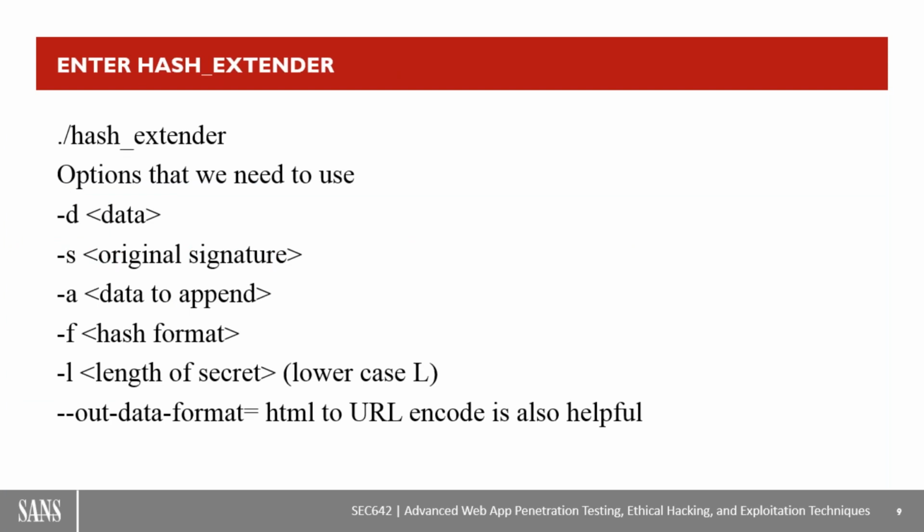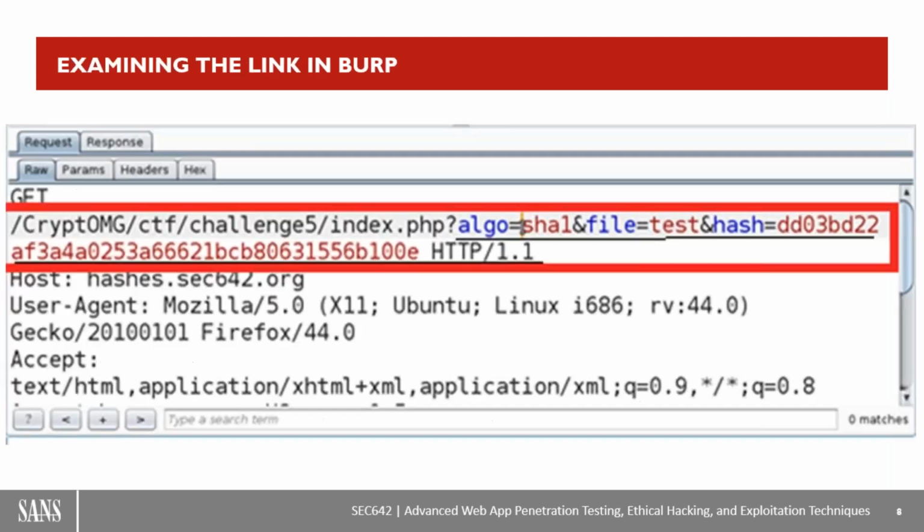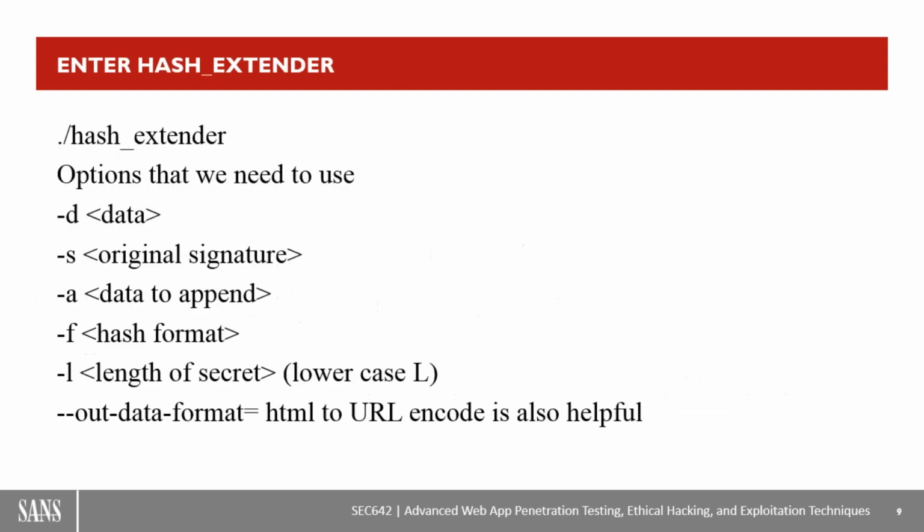So enter into our hash extender. Hash extender was written by my friend Ron Bose, and it has a number of options we'll need to use. -D is for data. That is the data they give to us, in this case the value test. -S is the original signature. In the previous slide we saw it was called hash equals. So everything between DD03 and 100E at the end is for HTTP.